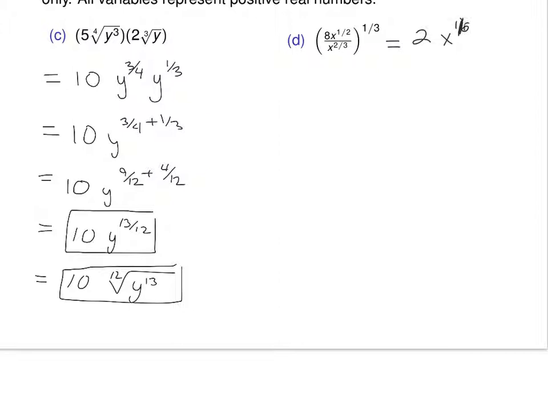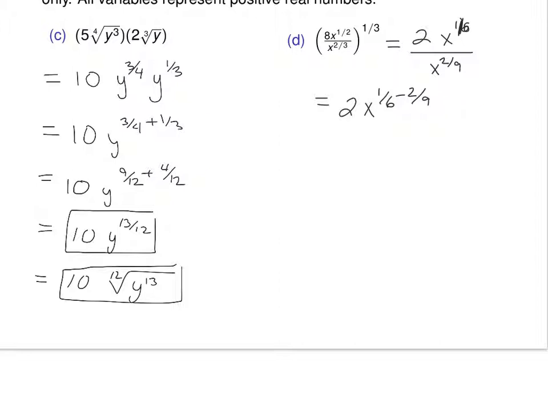Sorry for my bad fraction. Okay, and then what will 1/3 times 2/3 be? 2/9. So the same rules that apply for whole number exponents also apply for fractional exponents. And now what happens to those fractional powers since we have division? They subtract. So you have 2x to the 1/6 minus 2/9.